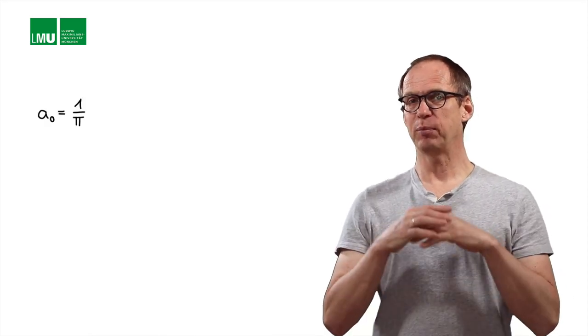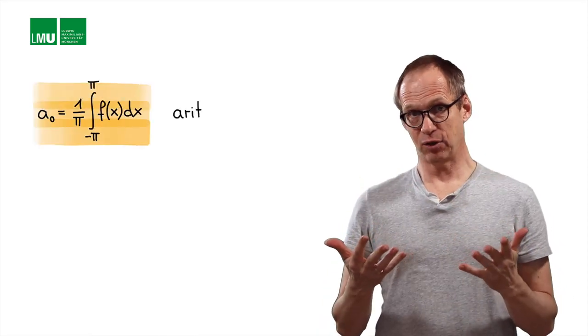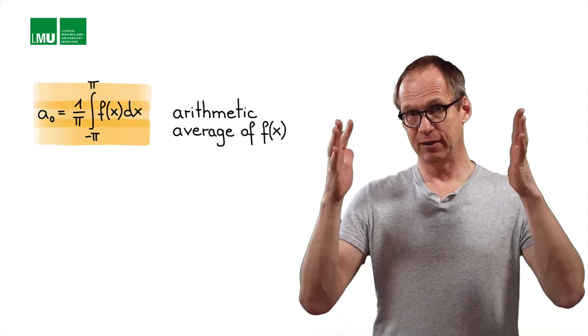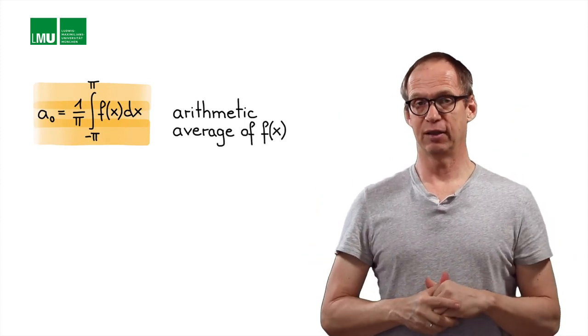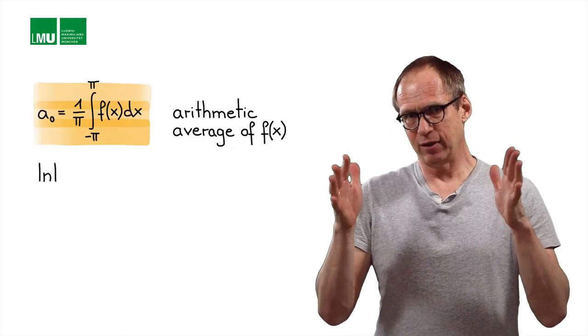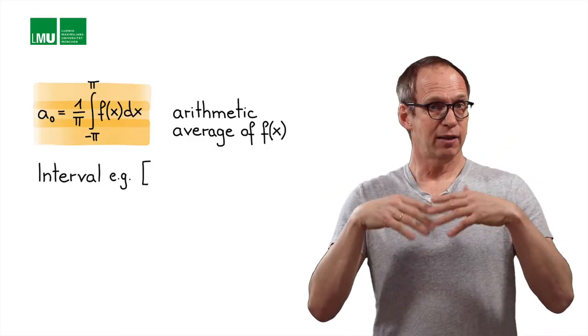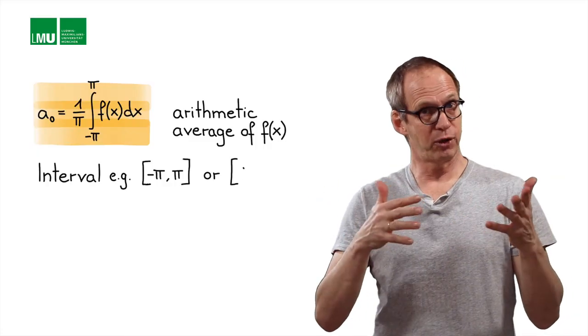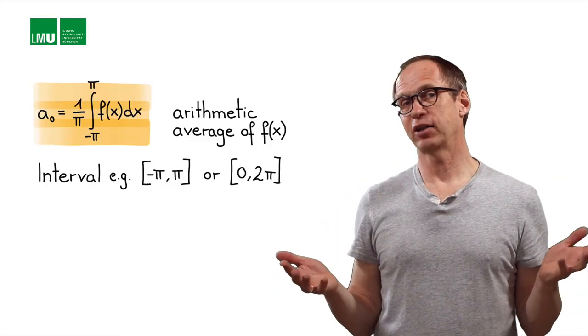And we also see that a0 is simply the arithmetic average of our function f of x in the interval defined. We will usually use an interval of length 2 pi, either from minus pi to pi or from 0 to 2 pi, but this can be entirely relaxed.